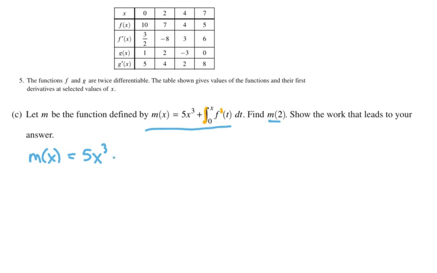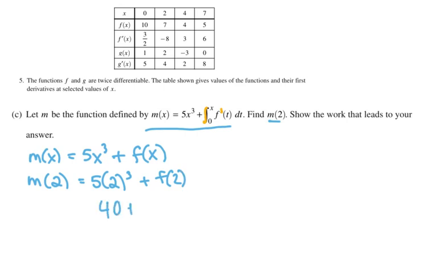And this just simplifies to f of x times the derivative of x, which is 1, minus f of 0 times the derivative of 0, which is 0. Okay, that wasn't too hard. So now I'm going to find m of 2. That's going to be 5 times 2 cubed plus f of 2. So that's 5 times 8, which is 40. And f of 2 is 7. So my answer, easy peasy, is 47.